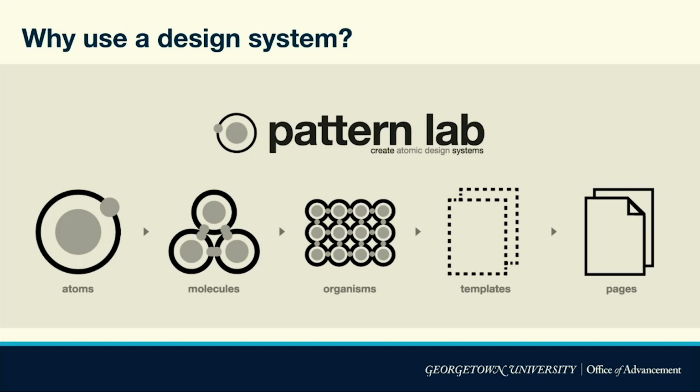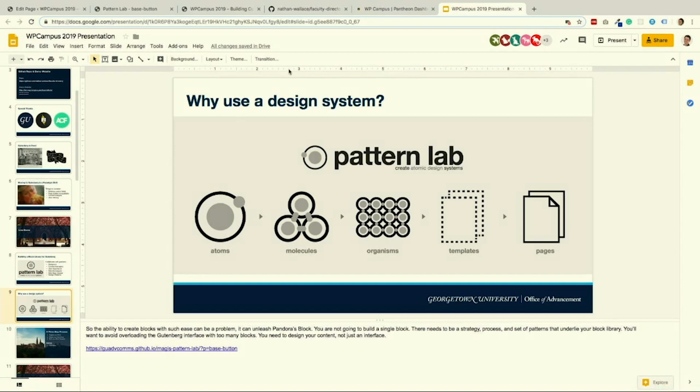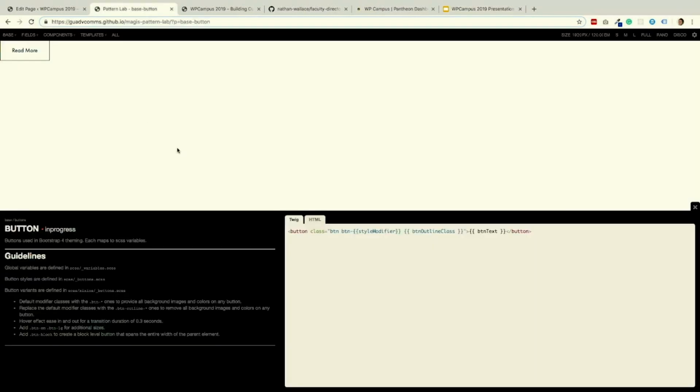And what I'll do is I'll show you Georgetown's Pattern Lab. And really, again, this is before you go and build blocks, you're going to want to have patterns that you're implementing. So you're not going to have a hodgepodge mess, which can happen. So here's Pattern Lab in action. Pattern Lab creates a website where you can see the interface elements and you can see the code and a little bit of documentation about it. And in this case, we see a button.